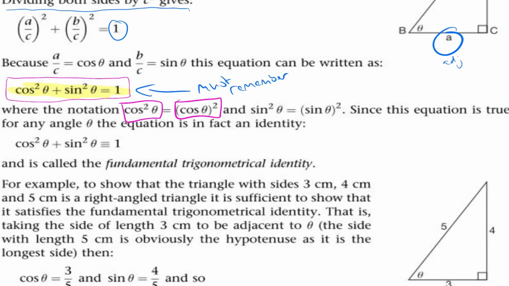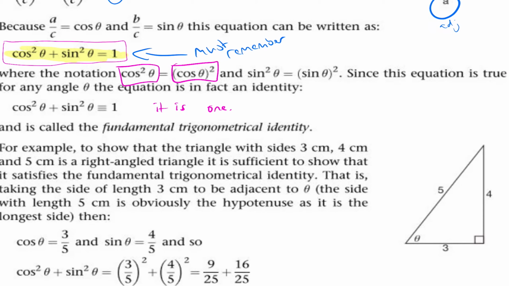Since this equation is true for any angle theta, the equation is in fact an identity. Cosine squared plus sine squared is 1. That's what it's saying. And it's called the fundamental trigonometrical identity. I'm not sure where the author got this from. I tried to Google this. I know there's a bunch of fundamental trigonometrical identities. Why this one is called the fundamental trigonometrical identity, I don't know. If you know, leave a comment below.